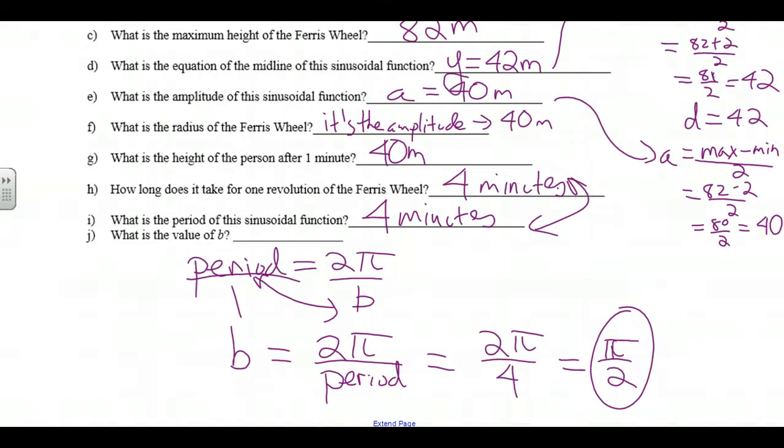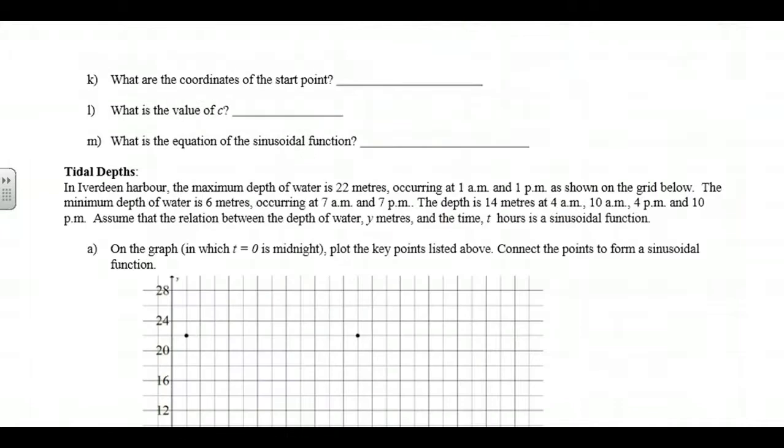Okay, so the start point is at 1 and 42, and the height of the person after 1 minute was 42. Trust me. Go back and look. Coordinates of start point are 1 and 42. What is the value of C?